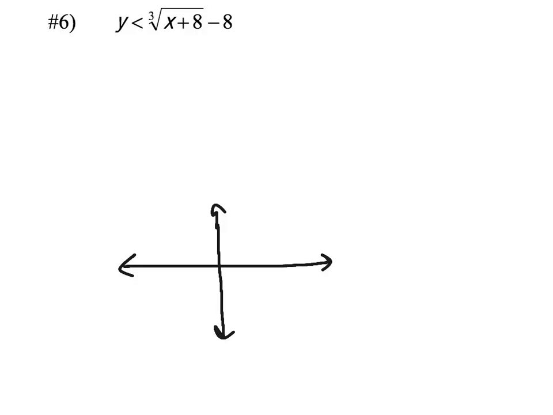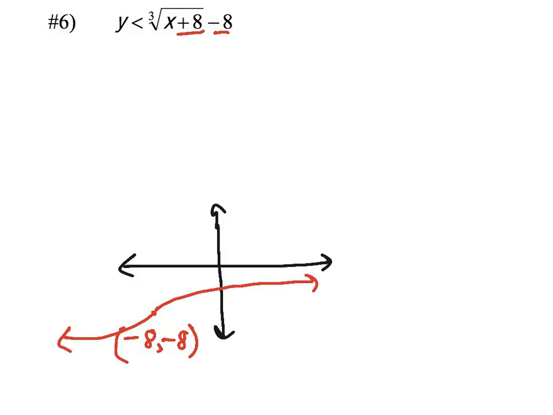And then the plus 8 here moves it to the left 8, and the minus 8 moves it down 8. So we translate left and down 8. Let's say that that's here. Nothing else about this curve is different. So it's coming up, and then it's coming to the right, like so.